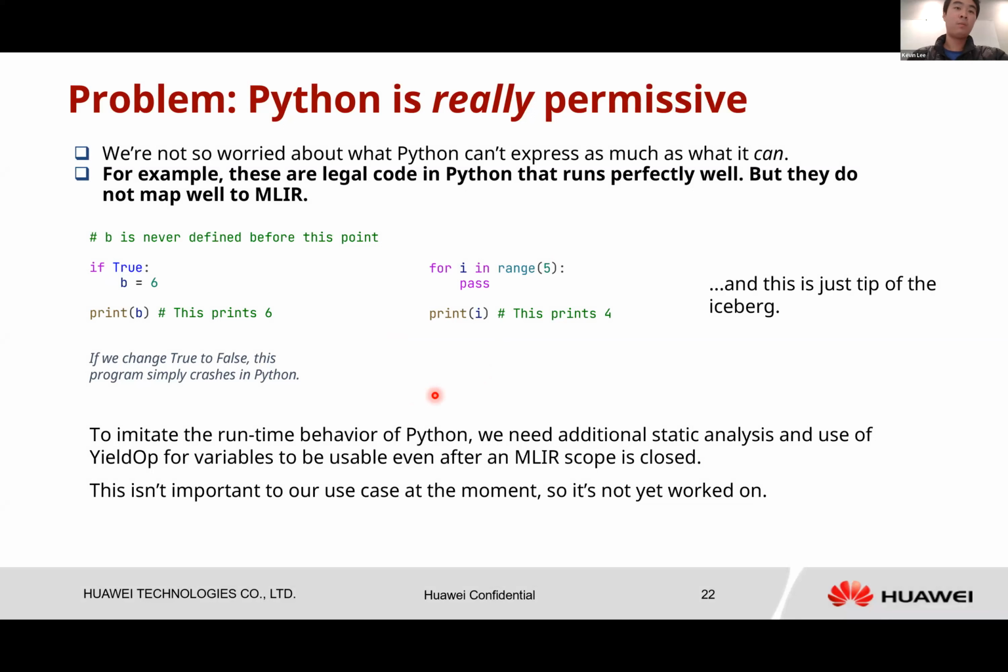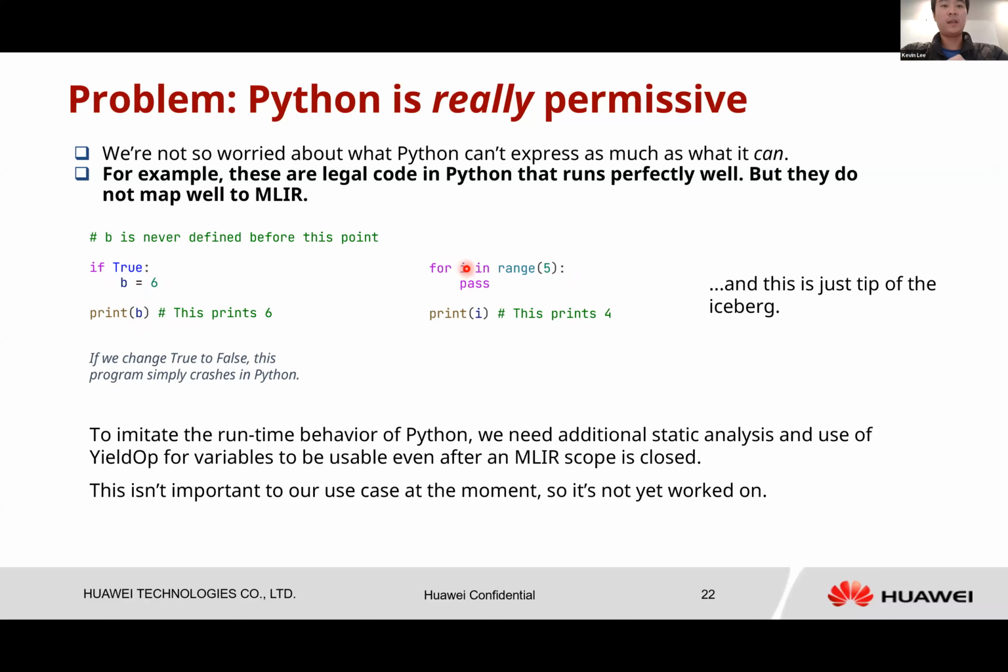There's also an inherent problem with trying to transform Python into MLIR. They're solving very different problem domains, and this is a very non-trivial problem. For example, Python defines a lot of its behavior during runtime. For example, these are all legal code. The definition and type of B is determined at runtime, and depending on whether this is true or false, we cannot anticipate whether B is even defined by the time we are trying to print it here. Another example is this.